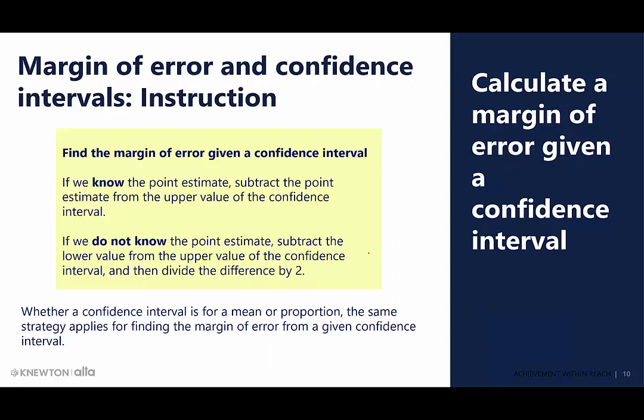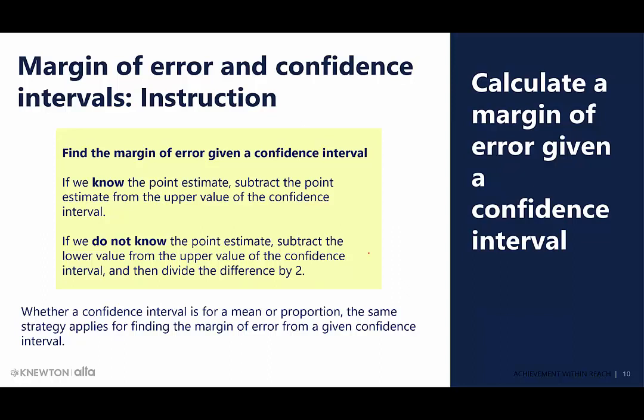Well, what I like to do is do this in 2 steps. If I do not know what my point estimate is, remember the point estimate is going to be the center of this confidence interval, right? Because the lower bound is the point estimate minus the margin of error, and the upper bound will be the point estimate plus the margin of error. So if you do not know the point estimate, all you have to do is find the center of your confidence interval. To find the center of your confidence interval, you would add the 2 endpoints of your confidence interval together and divide by 2.